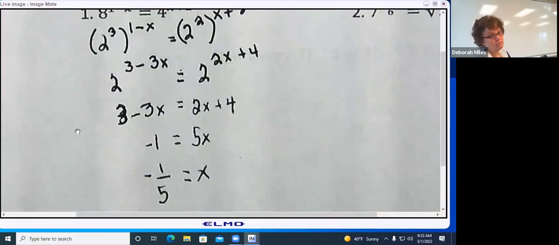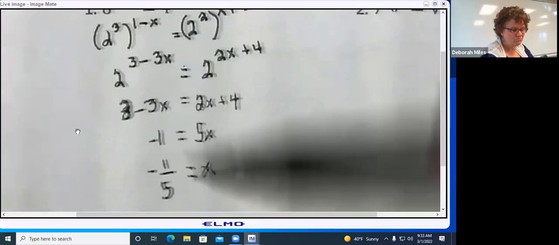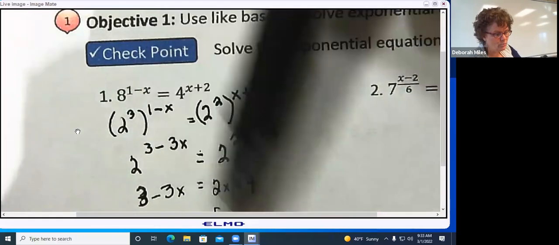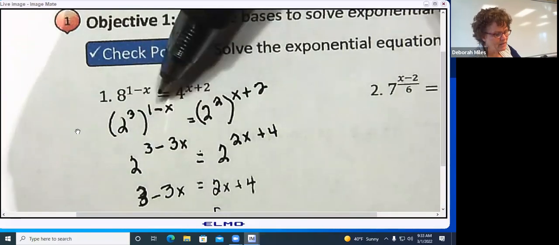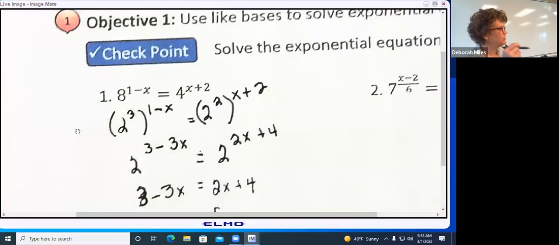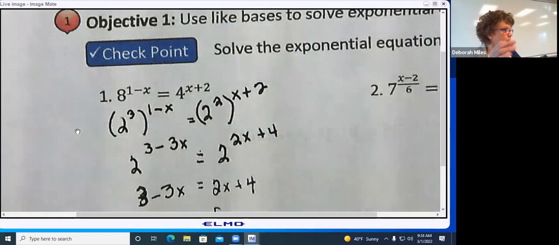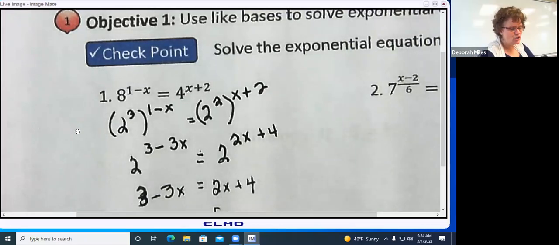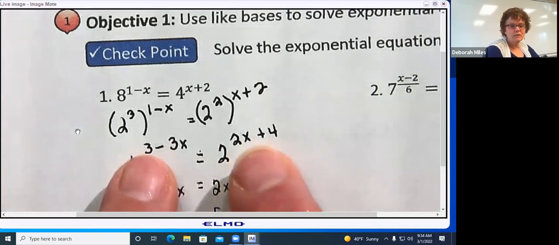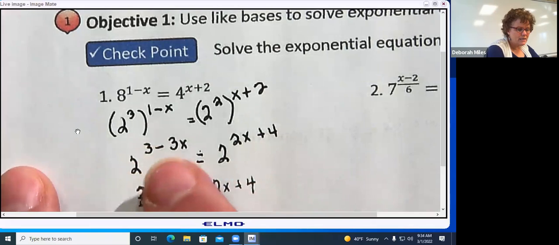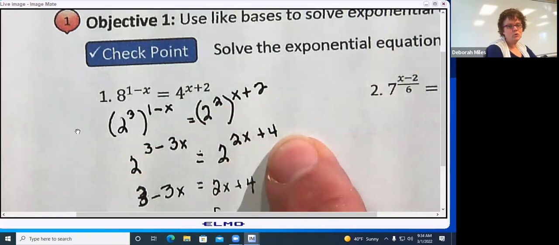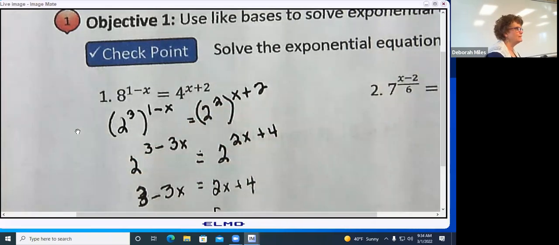Anytime you solve an equation, you can check it. This one would be a little bit yucky to check in the original equation, because you'd have 1 minus -1/5, which is 6/5, and 8 to the 6/5 may not be easy. Well, I can't do 8 to the 6/5 in my head, but certainly if you check it back into this line where you had the same base, you'd have 3 plus 3/5 equals -2/5 plus 4. And I think that would turn out to be the same on both sides.